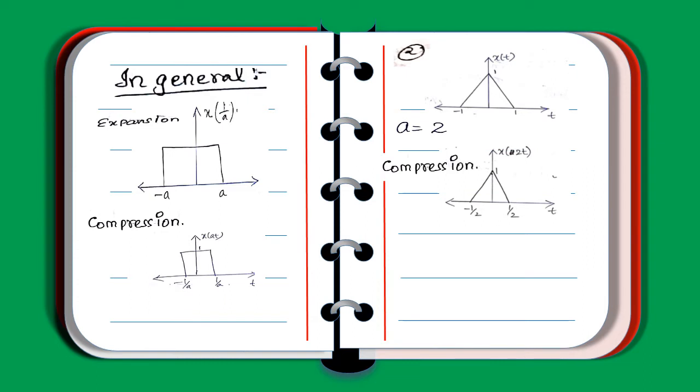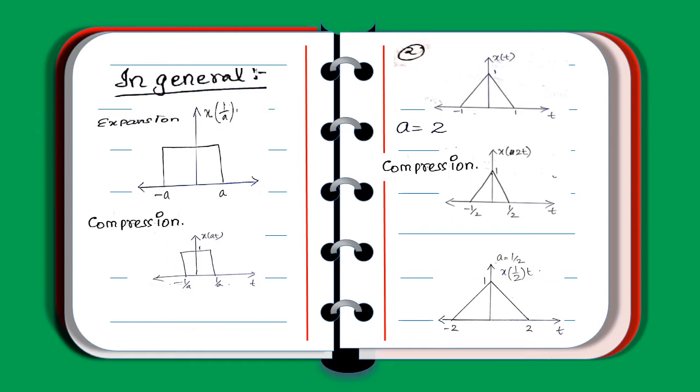The compressed version has got the limits equal to minus 1 by 2 to plus 1 by 2. Amplitude remains the same. This signal is x of 2t. This is in comparison with this general form x of at, with limits minus 1 by a to plus 1 by a.